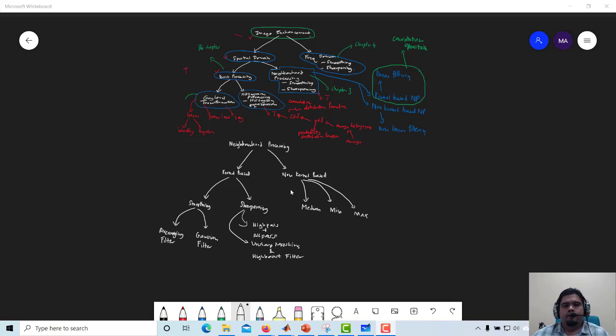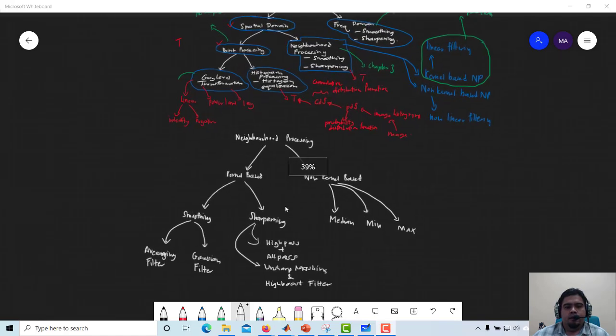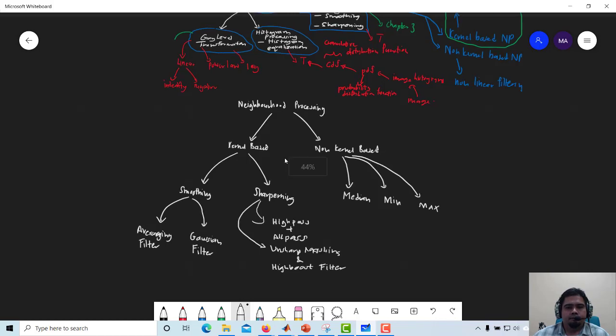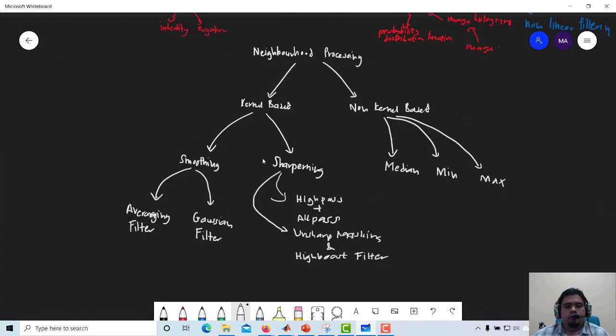Okay, we have finished discussing the kernel-based neighborhood processing. And again, I would like to highlight this diagram. We have finished discussing the smoothing and sharpening operations, which are the two main operations categorized under kernel-based neighborhood processing.